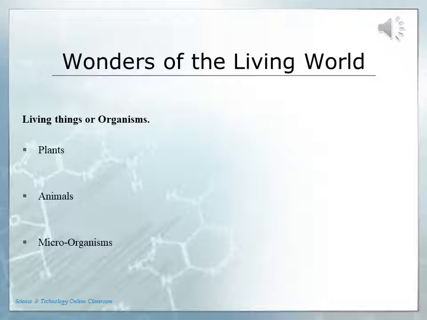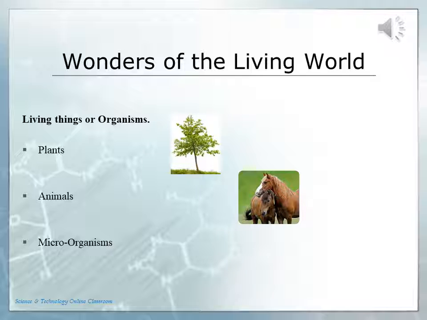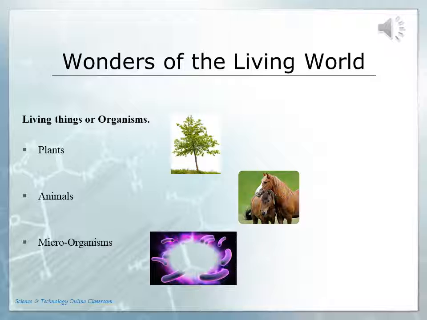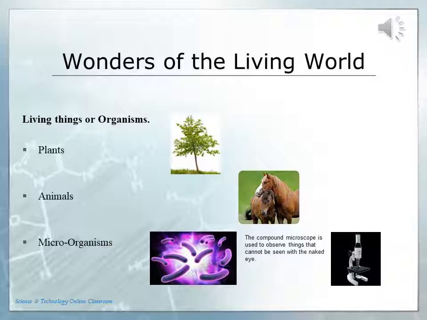Living things or organisms. It's clear that living things can be divided into two main groups as plants and animals. Are there any other organisms except plants and animals? Some organisms that cannot be observed with the naked eye are called microorganisms. A large number of microorganisms can be seen in water, soil, air, and in rotten food. The compound microscope is used to observe things that cannot be seen with the naked eye. Accordingly, organisms can be divided into three main groups. They are plants, animals, and microorganisms.